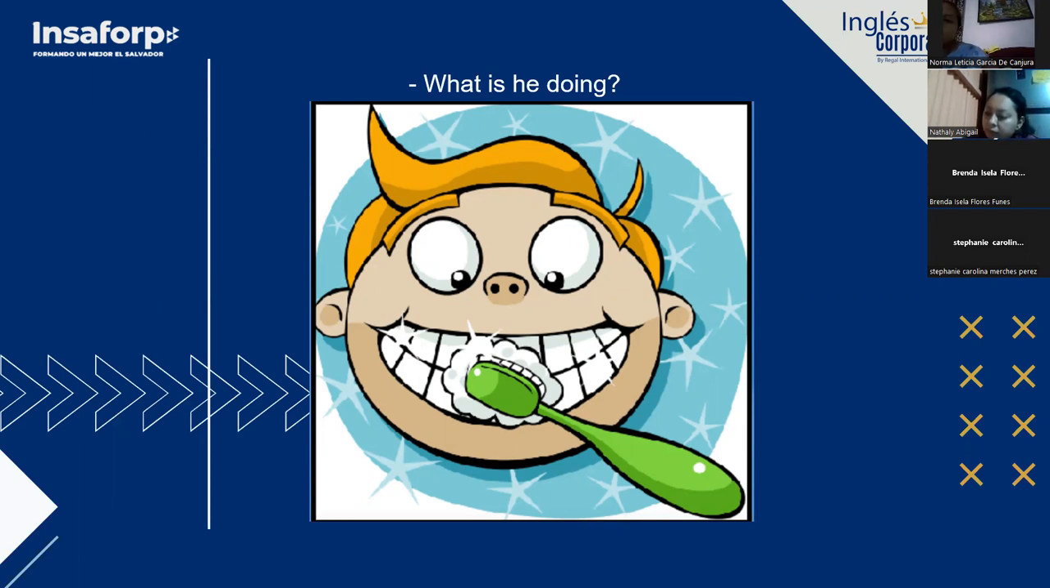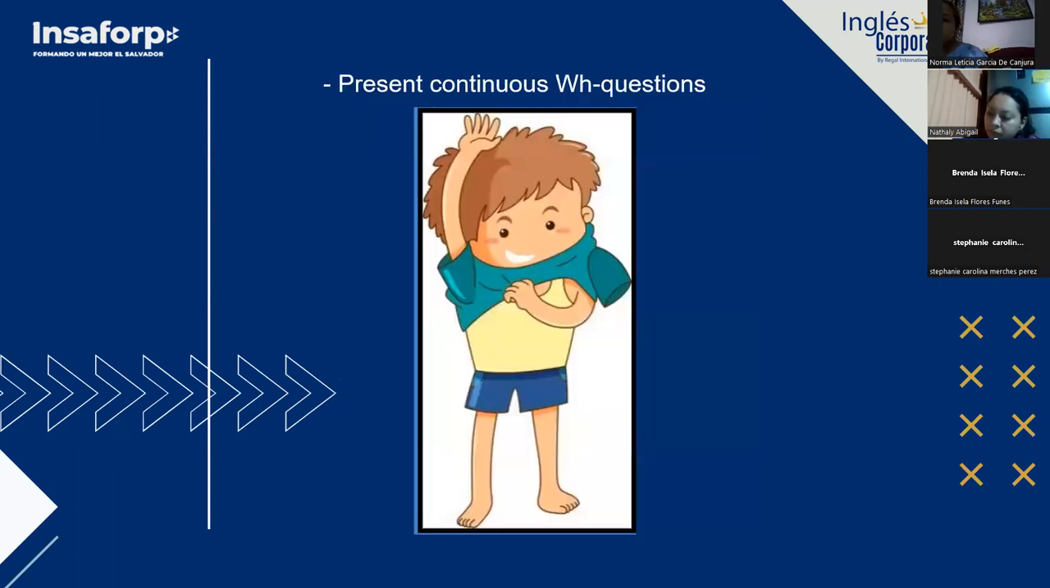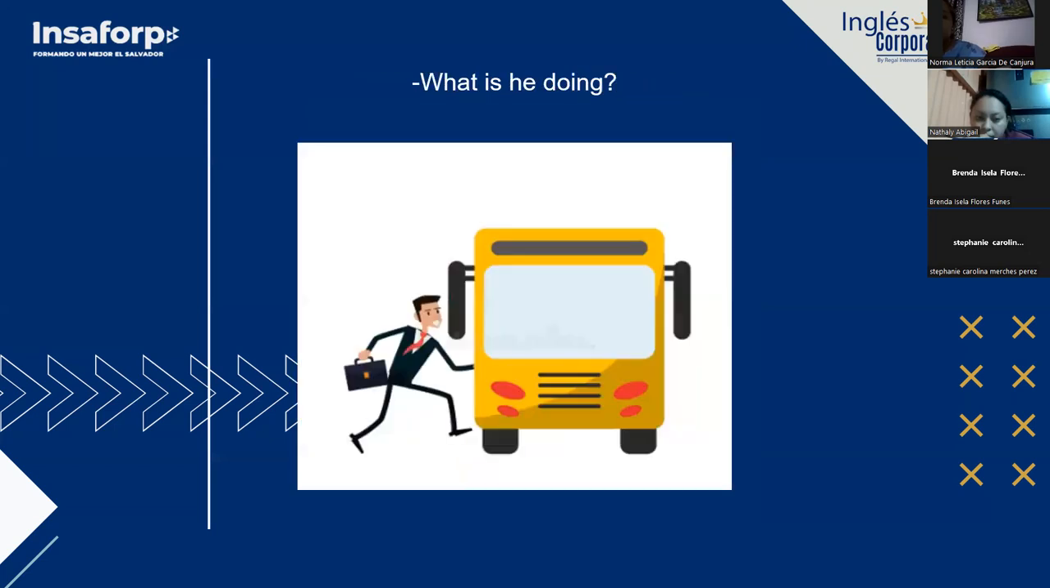He's brushing his teeth. His teeth. Okay, good. What is he doing? His dresses. Getting dressed. Yes. Good. What is he doing, Brenda? He's taking the bus. Okay, he's taking the bus.